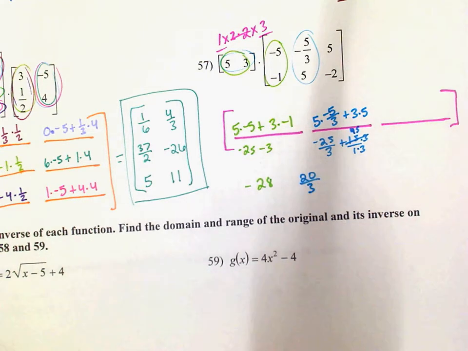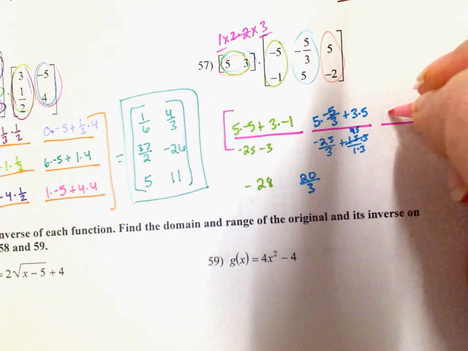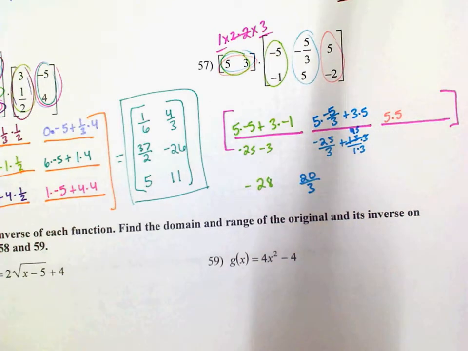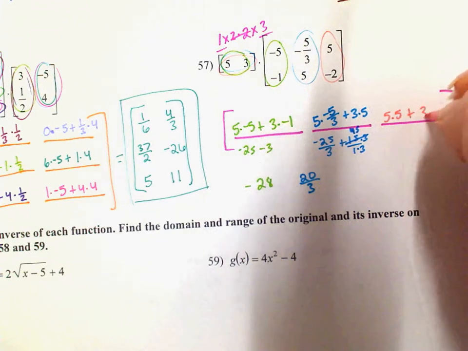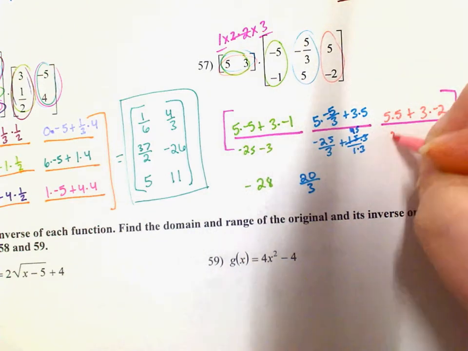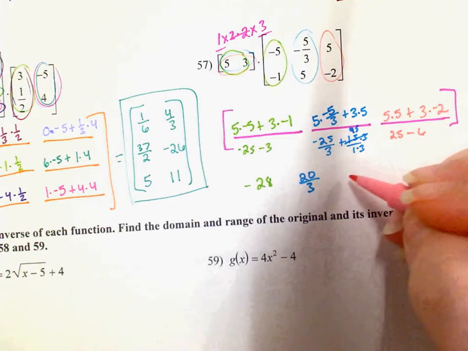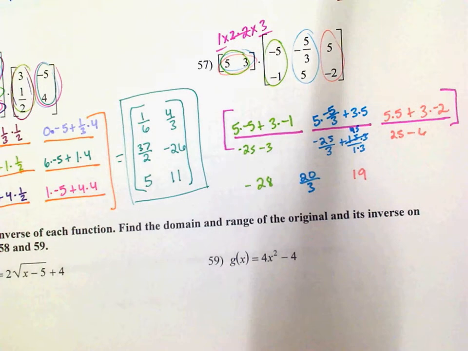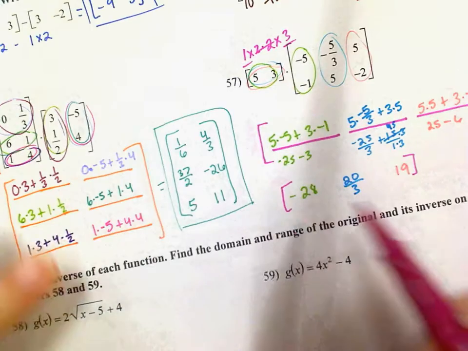And row by column, 5 times 5, that's a lot of 5s, plus 3 times -2 means 25 minus 6, which is 19. So that is my final answer for that one.